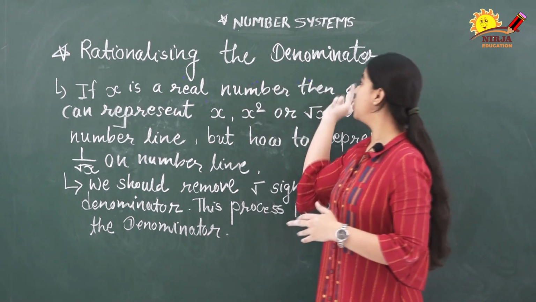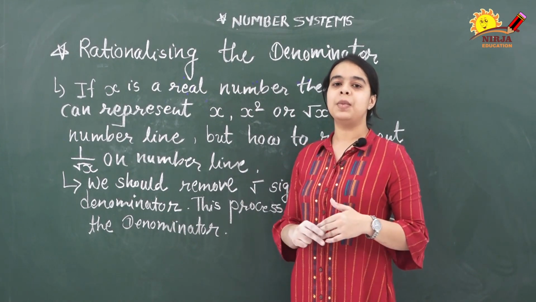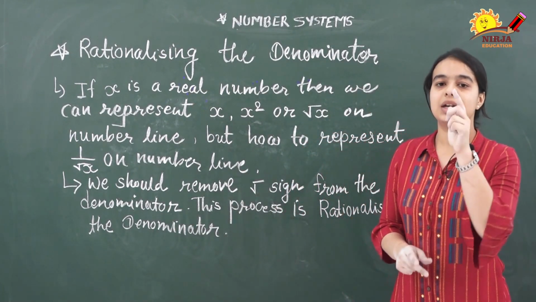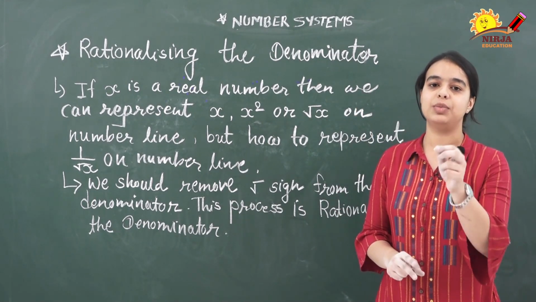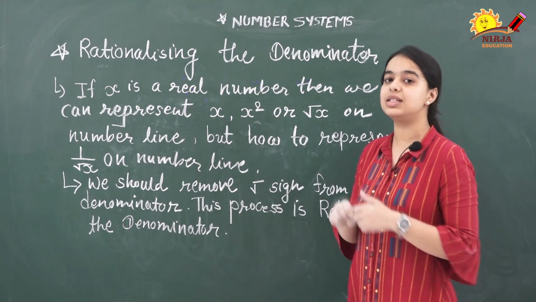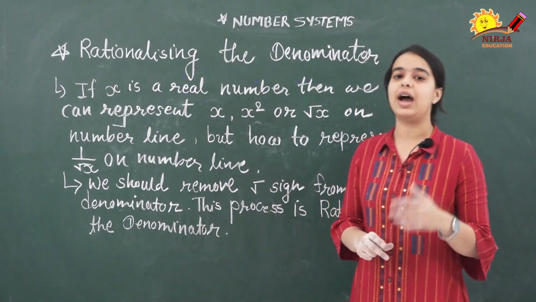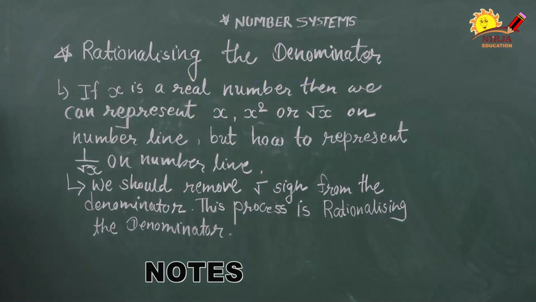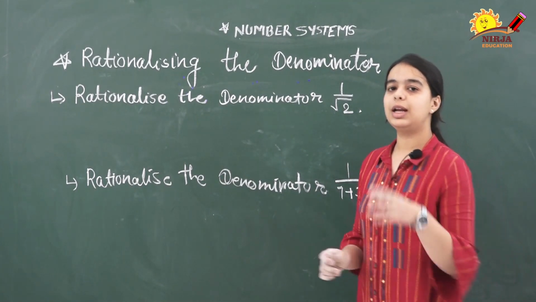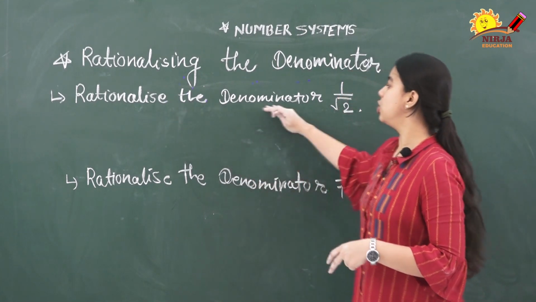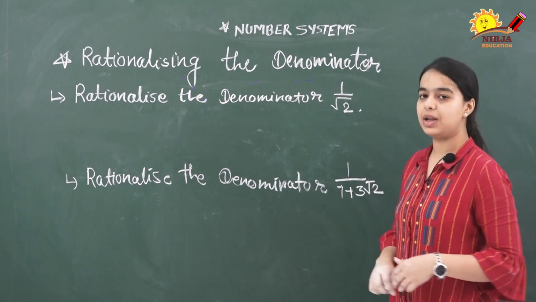So, rationalizing the denominator means if we want to indicate 1 upon √x on the number line, you need to remove the radical sign from the denominator, and this whole process of removing the radical sign from the denominator is known as rationalizing the denominator. Now, let us see some examples so that you will have a clear idea of how to do it. Here I have listed two examples: rationalize the denominator of 1 upon √2 and rationalize the denominator of 1 upon (7 + 3√2).